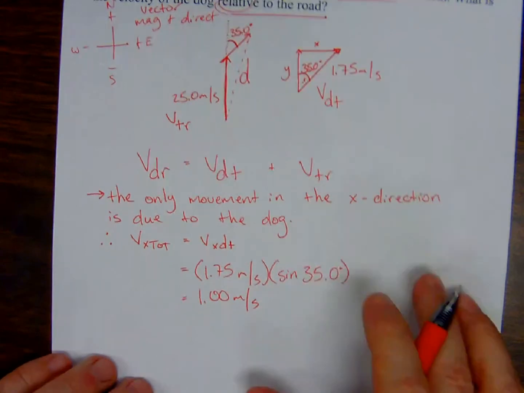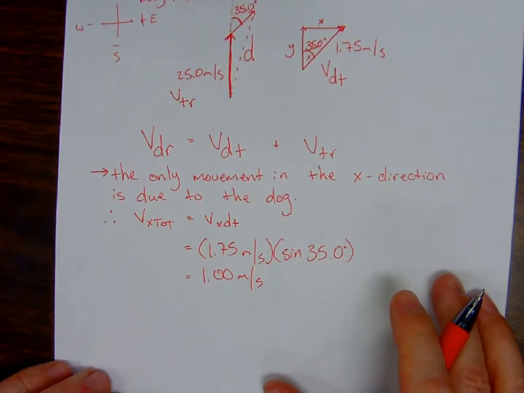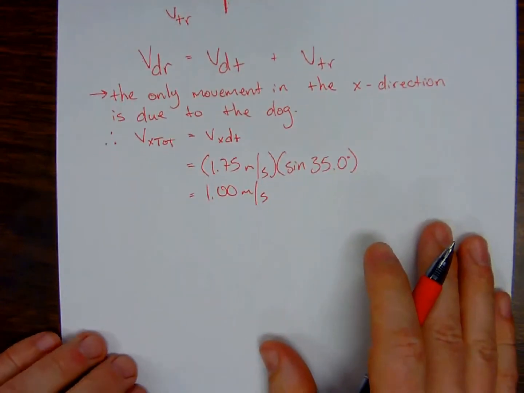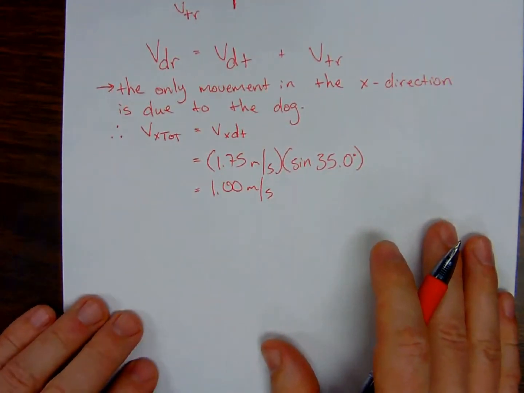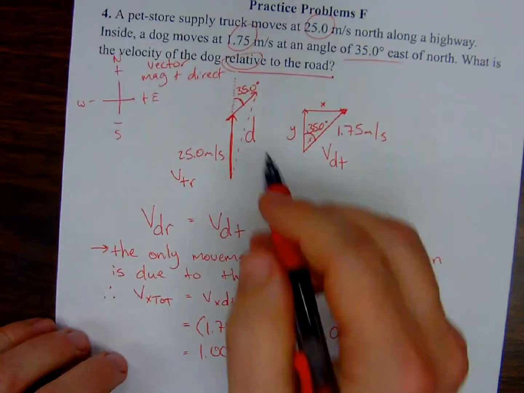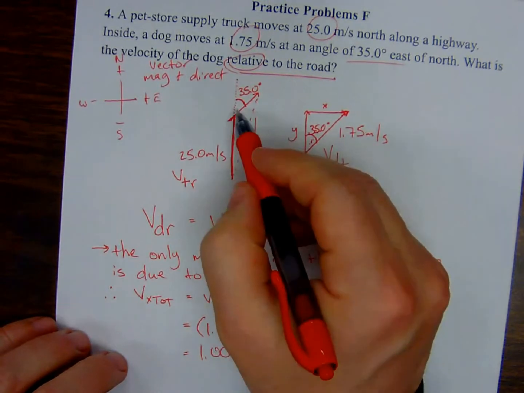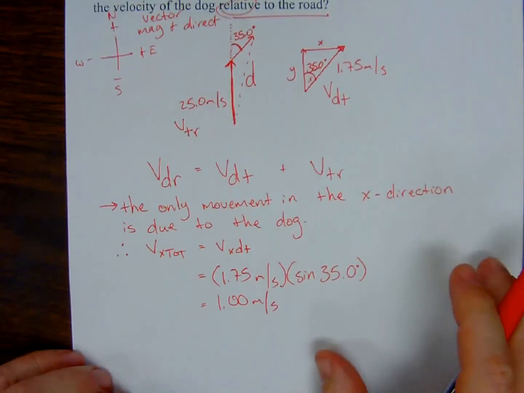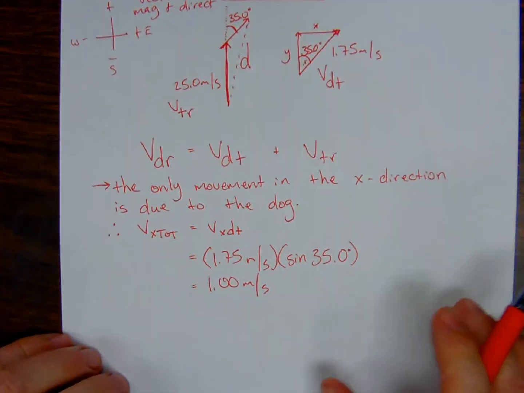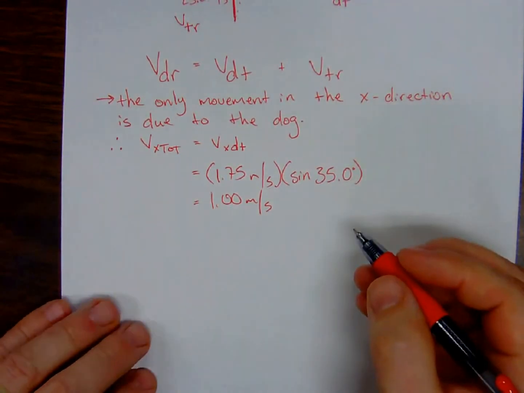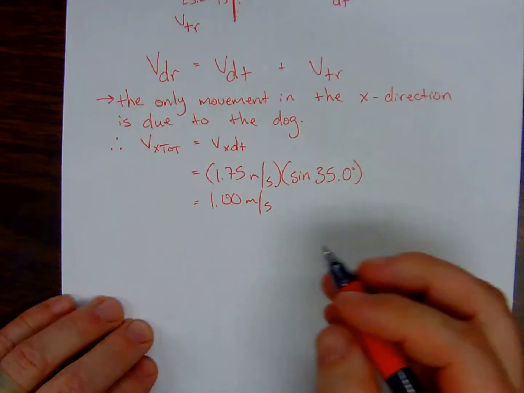So the total velocity is going to equal the velocity of the truck with respect to the road, because it's only in the y direction, plus the velocity, but only in the y direction, of the dog with respect to the truck, because the dog does have movement in the y direction. So we need to figure out what this thing is. This thing plus that thing will give us our total y velocity.